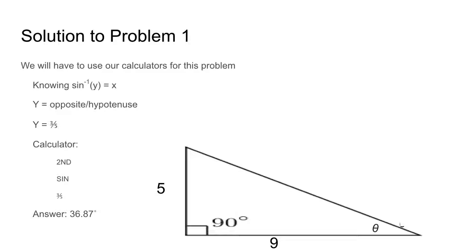Y is the hypotenuse, or is the opposite over the hypotenuse, pardon. And so we can therefore understand that the ratio is going to be 3 over 5. Using our calculator, we can press second, sine, and plug in this ratio for ourselves. And what we end up finding is that the angle of elevation is 36.87 degrees.